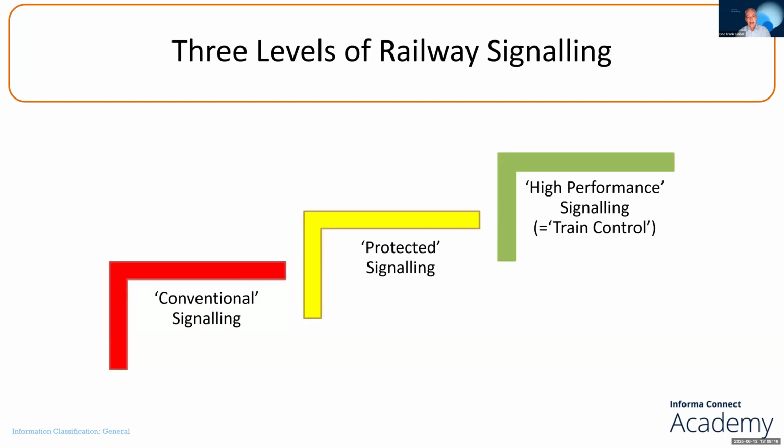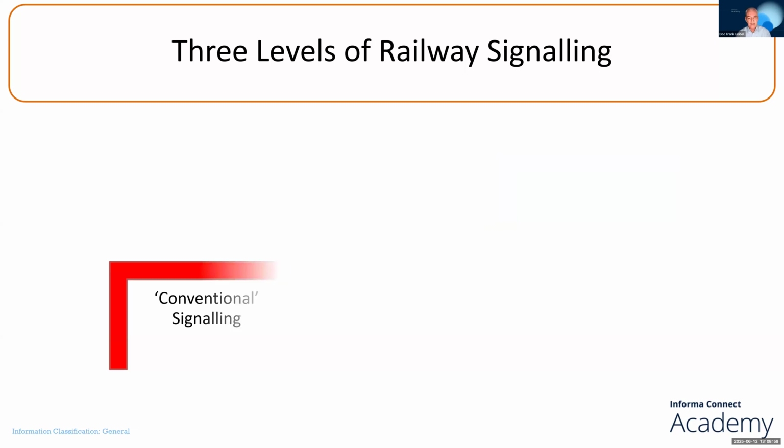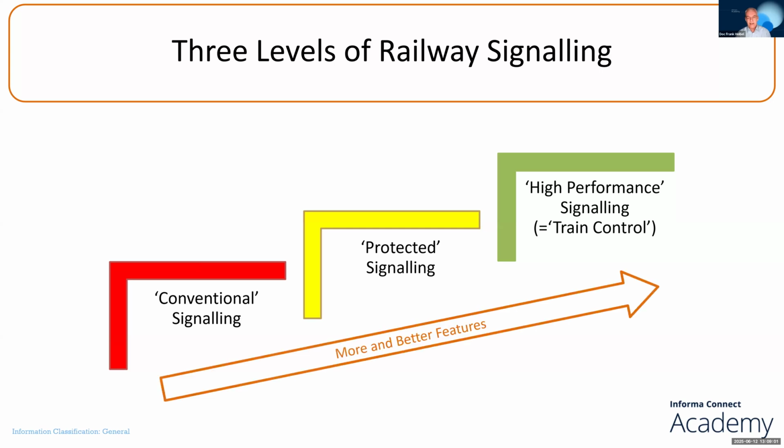So let's go. A couple of years ago, I was asked to do a presentation about high performance signaling, explaining what it means. The first thing I came up with was a comparison between high performance signaling and conventional signaling, which is what most railways have today. You see here on the left-hand side the conventional signaling, and on the right-hand side the high performance signaling. Then I thought, wait a minute, there is something in the middle. So I introduced that third layer that I called protected signaling. The difference between these three really is that the functionality, the number of features, becomes more and better the more you go from the left to the right.